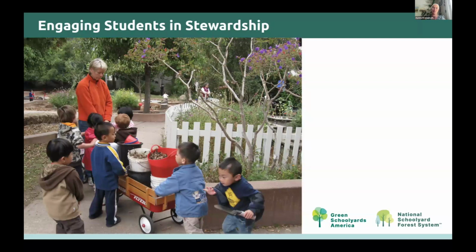What I want to talk about briefly is the wonderful possibilities of engaging the students in stewardship of their schoolyard forest or living schoolyard, and seeing them as capable even when they're really young. So I started with this photo of preschoolers moving mulch with their teacher, Barbara, all the way to the forest in the very back. It does take longer, but it is well worth it for a bunch of other reasons.